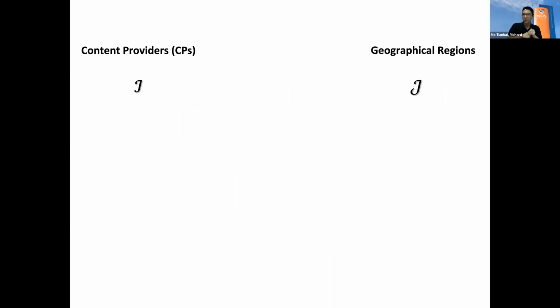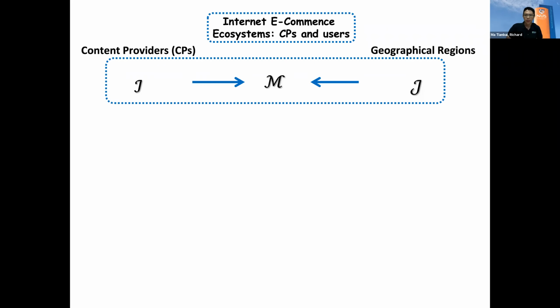I just want to discuss a little bit how we can further extend this model in a bigger and broader context. In the bigger context, we have a set of content providers, and they're trying to compete for end users in different markets in different geographical regions in the world. Here M denotes the market share of different content providers in different regions. And this is indeed the internet e-commerce ecosystem, which is not modeled or analyzed in this work.